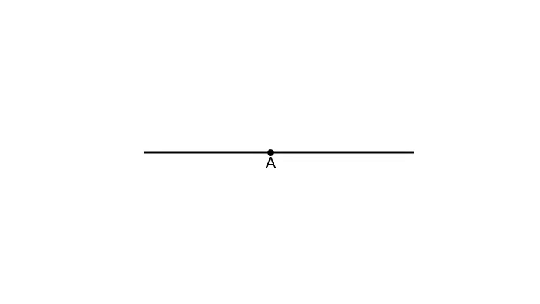So in this construction, what we wish to do is to draw a line perpendicular to a given line through a given point on the line. So here you can see we have our line and we have a point here marked A, and what we wish to do is to draw a line perpendicular to our given line through the point A.